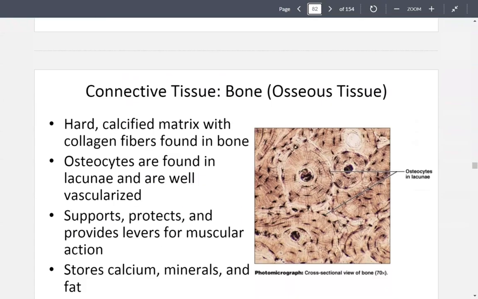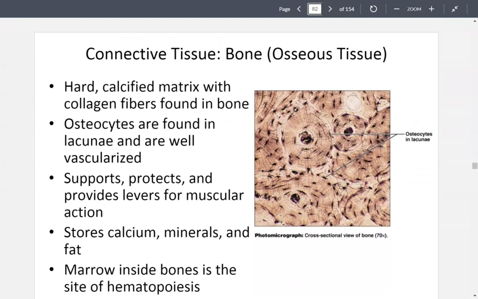Moving to bone, osseous tissue. This is hard calcified matrix with collagen fibers. Our cell here is going to be an osteocyte. These are also going to be found in lacunae. However, unlike chondrocytes, they are well vascularized.